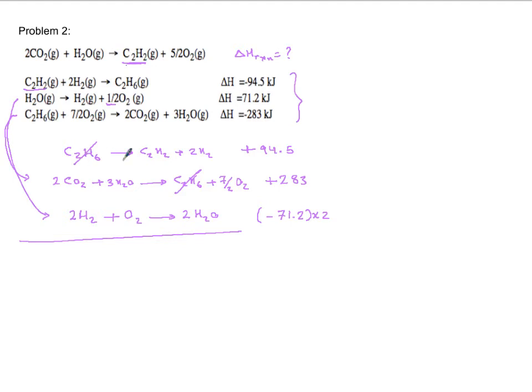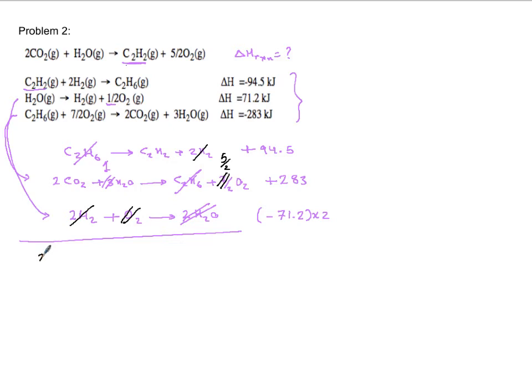Now at this stage C2H6 were cancelled, that's good. 2H2O will cancel 2 of the 3, so I only have 1 H2O left. Then let's see. 2H2 and 2H2, they cancel each other out. Now oxygen, I have 1 oxygen here and I have 7/2 oxygen here. So this one cancels one of the oxygens here, and I will have 5/2 O2, which is exactly what I want. Let's bring it down.